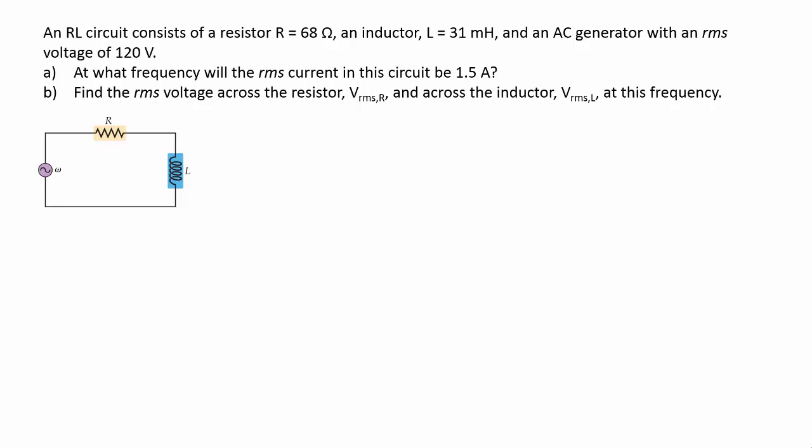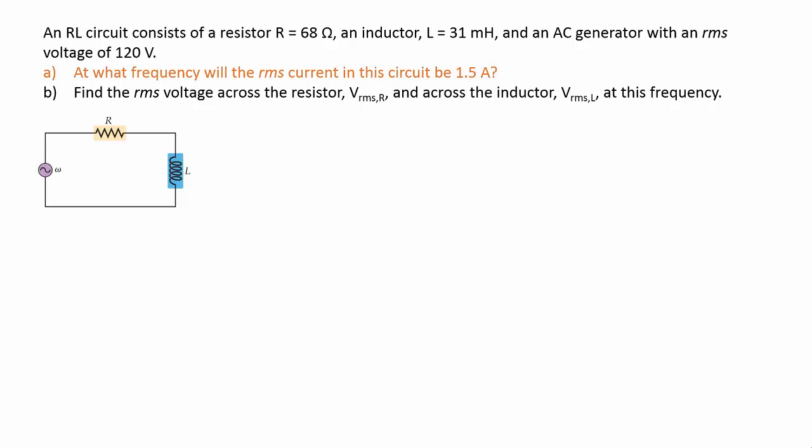An RL circuit consists of a resistor of 68 ohms, an inductor of 31 millihenry, and an AC generator with an RMS voltage of 120 volts. In the first part of the problem, you need to find at what frequency the RMS current in this circuit will be equal to 1.5 amps.